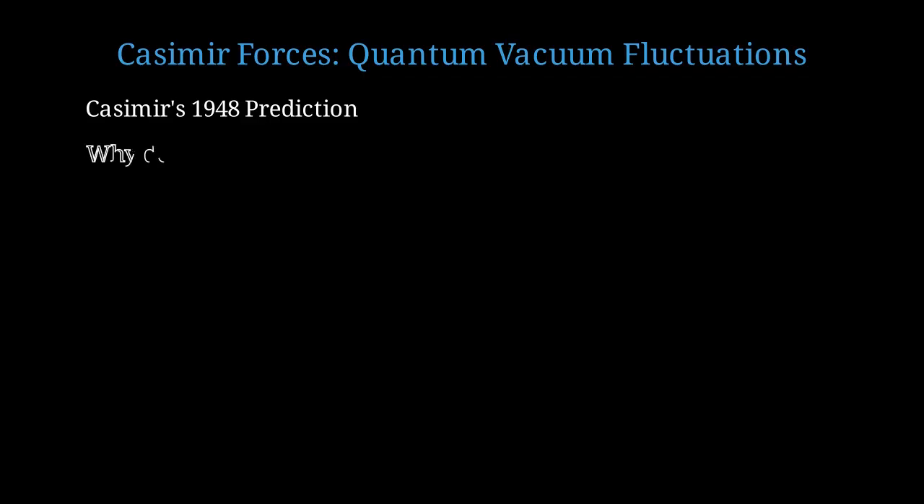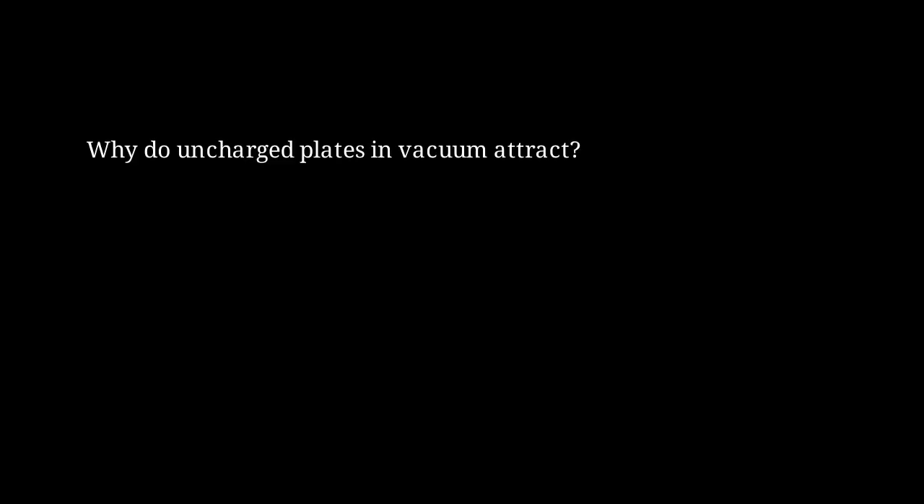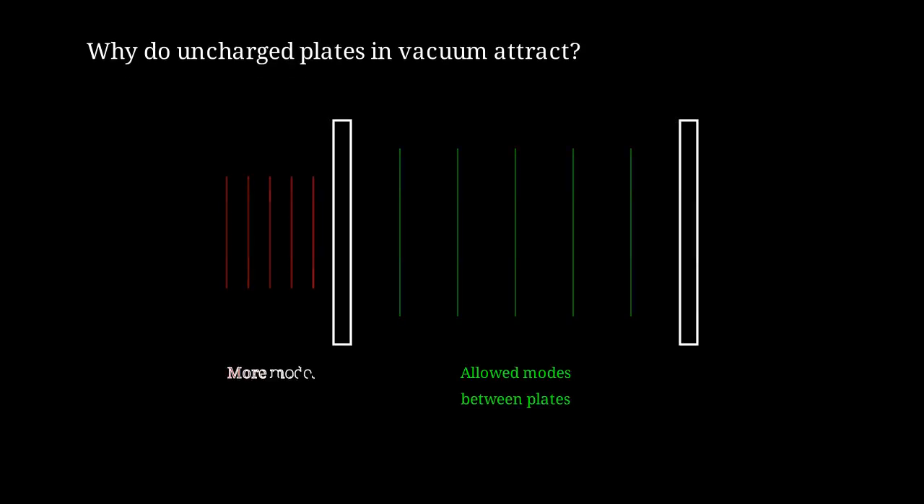attractive force. Why do uncharged plates in vacuum attract each other? The answer lies in the boundary conditions. Between the plates, only certain electromagnetic modes can exist, those whose wavelengths fit an integer number of times in the gap. Only certain wavelengths fit, like standing waves on a string. Outside the plates, all wavelengths are allowed. This means there are more vacuum fluctuation modes outside pushing the plates together than inside pushing them apart.